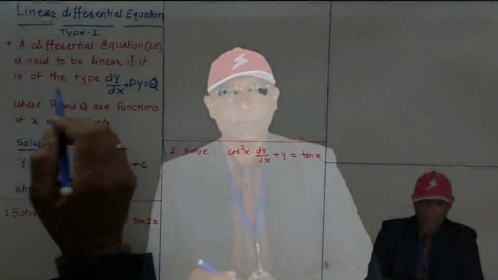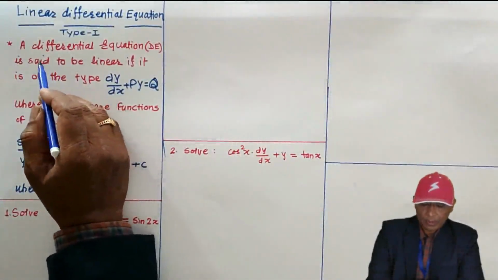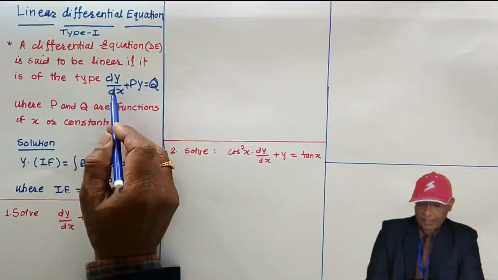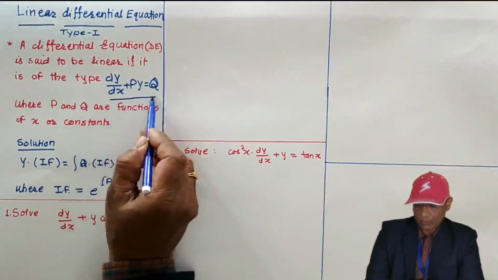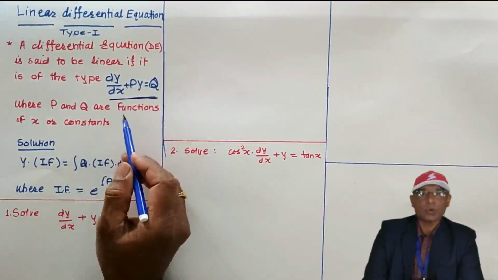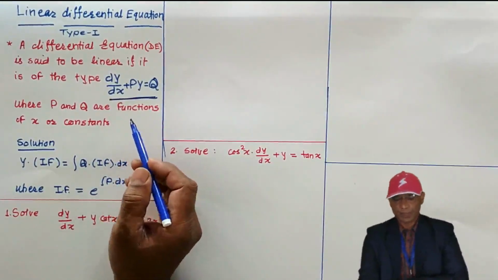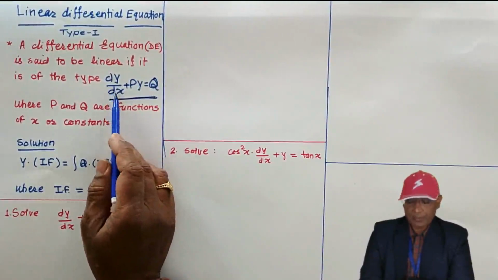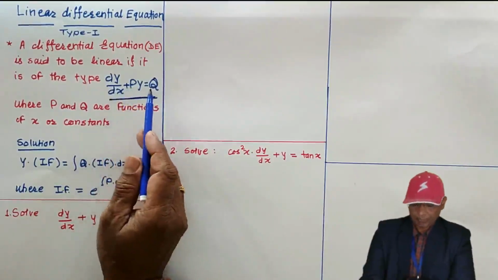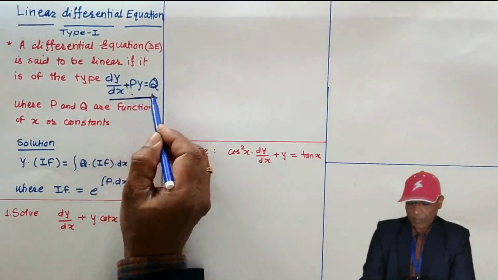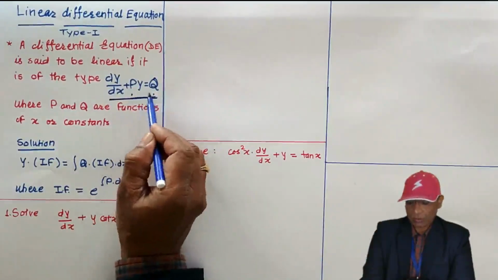Now, in this lecture, we are going to discuss the very important topic of first order, first degree differential equation, that is linear differential equation. Then what is linear differential equation? An equation of the type dy by dx plus py is equal to q is called linear differential equation. I repeat, dy by dx plus py equal to q, where p and q are functions of x or constant.